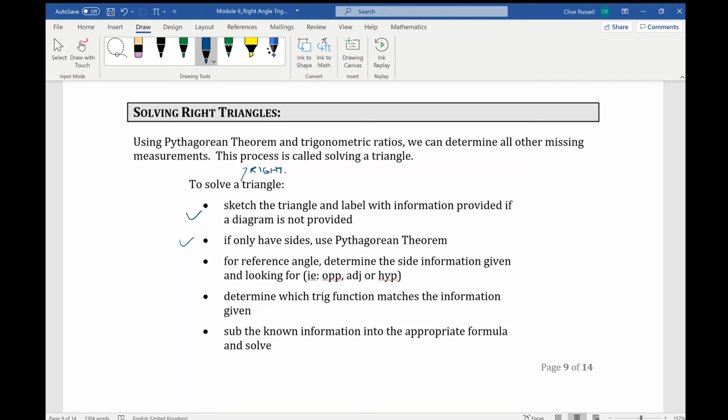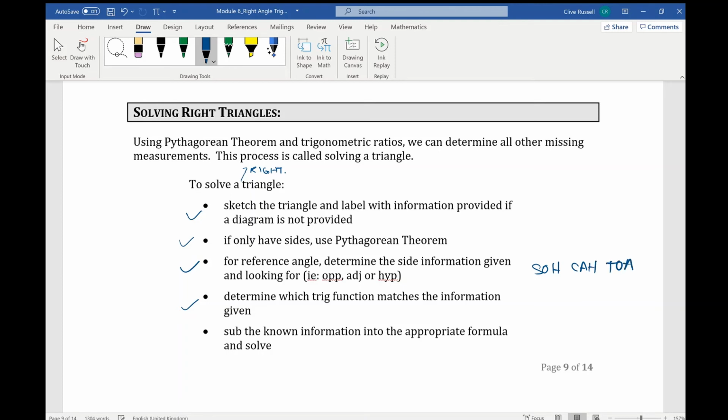Third one, for the reference angle, determine the side information given. Well, we've done that too, right? We've labeled the opposite, hypotenuse, and adjacent. Determine with trig ratios. Notice that for every single question we've been doing, I actually wrote down SOHCAHTOA.